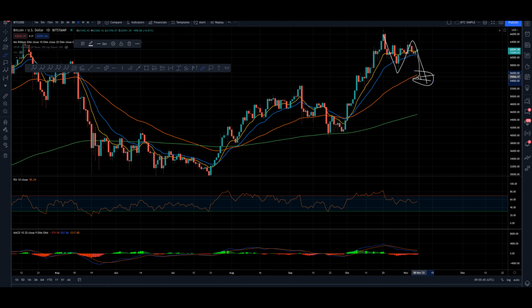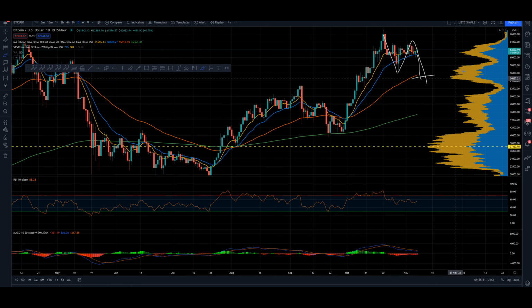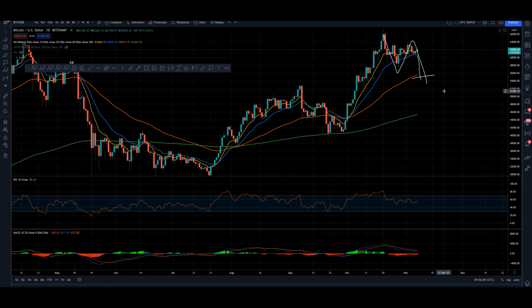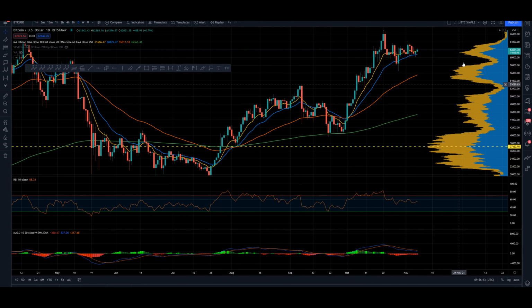This could be an area of support here. Let's have a quick look at the volume profile here, see what kind of support. Got a big node in the volume here around the 60. This is also around that 38.2 Fibonacci retracement. Let's just have a quick look. It's between the 38.2 and the 50, so you could probably find support around here if we were to break down further.